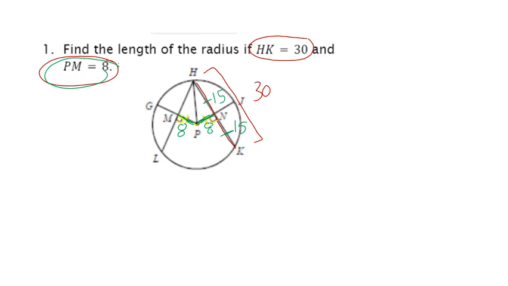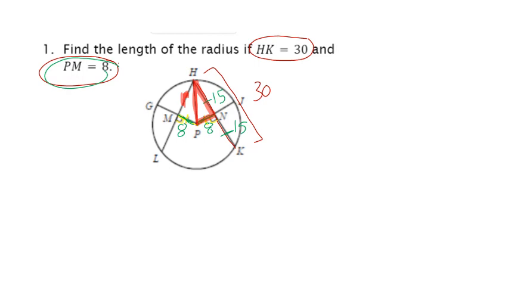So we have two chords that are the same length, and the goal is to find the radius. We do have a radius in this picture. You can see HP is a radius, and we actually have a right triangle here.